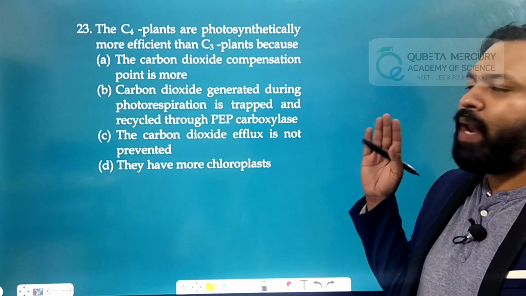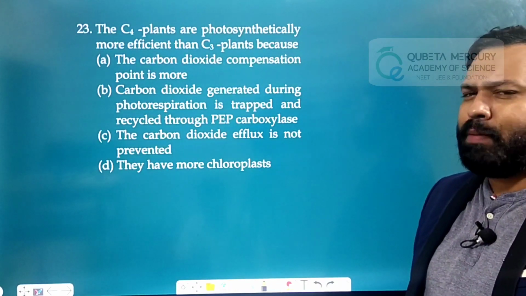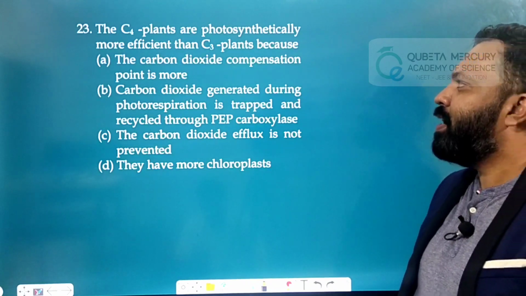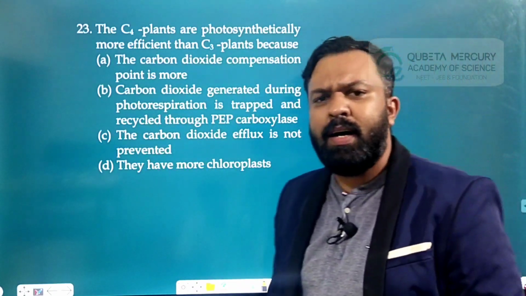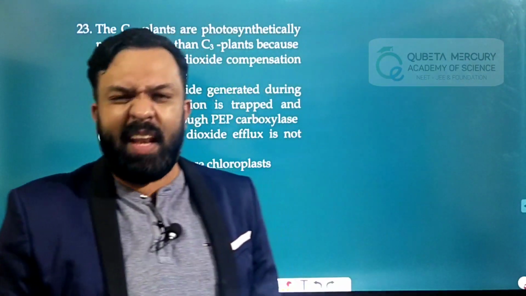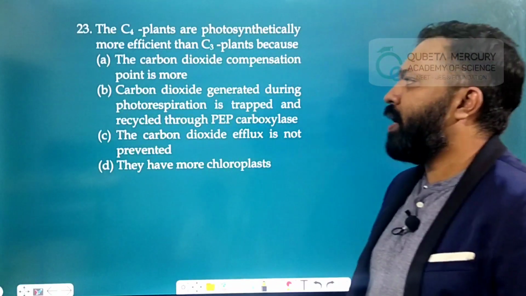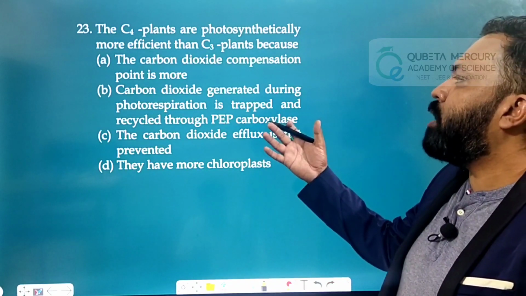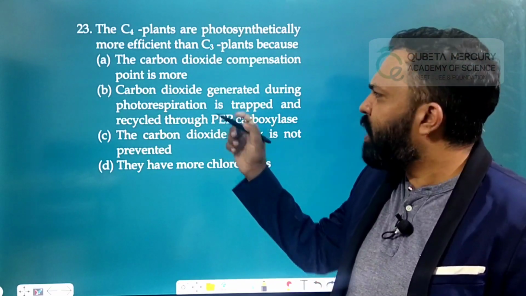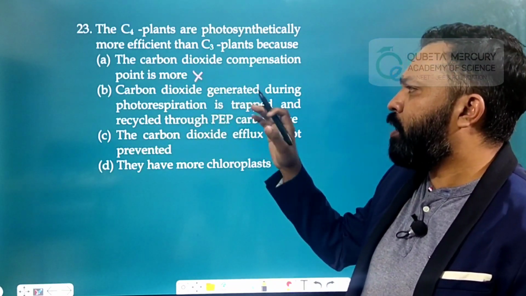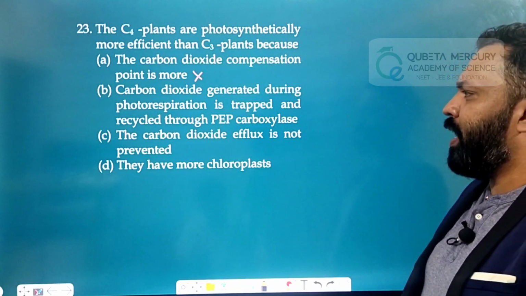The C4 plants, the Hatch and Slack pathway, the plants with Kranz anatomy, are photosynthetically more efficient than C3 plants, because the efficiency of C3 plants is less compared to the C4 plants. Why? That is the question. Option A, the carbon dioxide compensation point is more. Not so. Such a discrimination in compensation point is not there between the C3 and C4 plants.